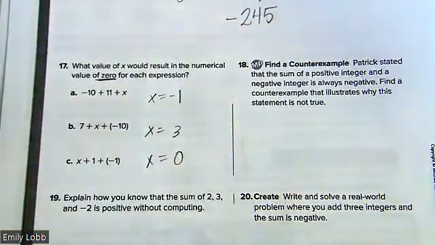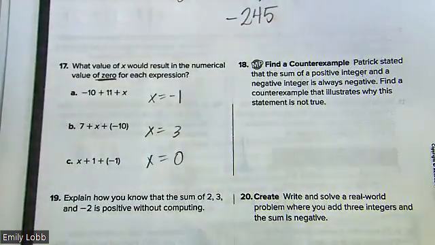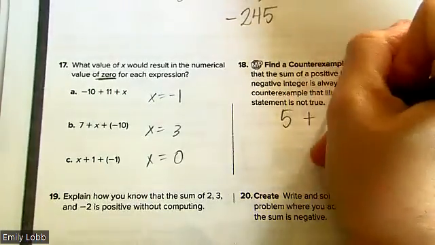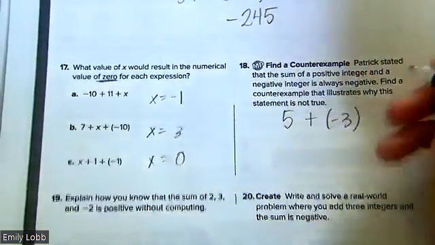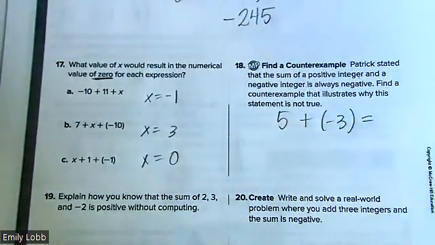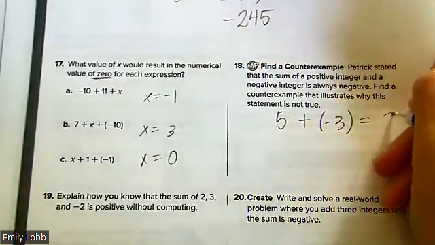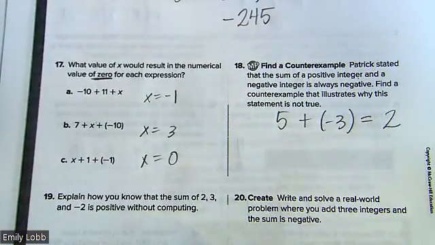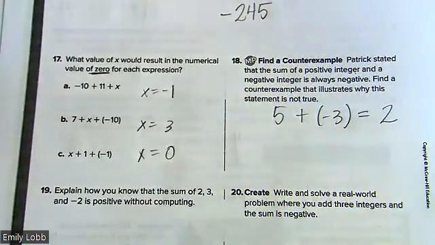When the positive integer is what? Bigger. So if I had 5 plus a negative 3, would it be positive? Correct. So there's your counterexample. We wanted to find an example where it was positive to show why that statement was not true.